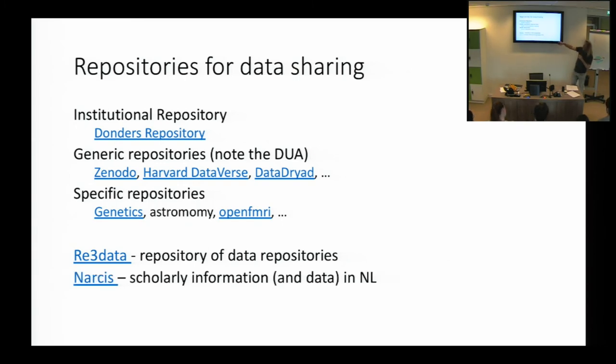In the Netherlands, we have Narcis. Narcis is also one of these scholarly systems that are trying to collect all the research information from the Netherlands. Elsevier is also trying to make data more accessible, so they have a data search tool.